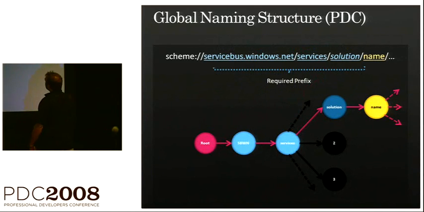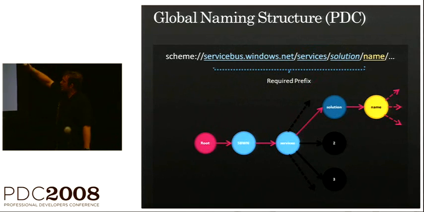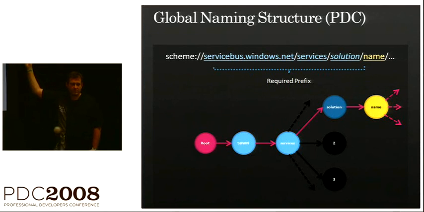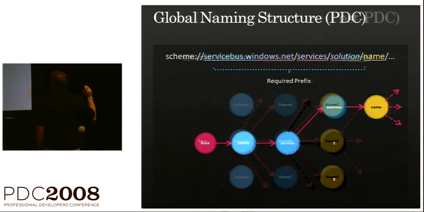So for the PDC CTP, the November CTP, the naming structure looks like this. It's servicebus.windows.net/services/your solution account that you get to create once you have one of those activation codes. And then /name, and that's a hierarchy, a tree that's completely up to you how you want to structure. And this is where you can start listening or start registering services.